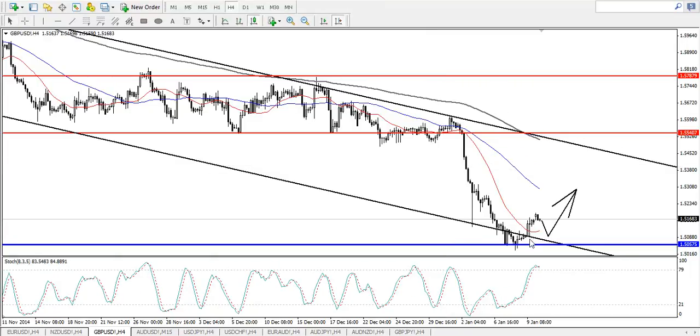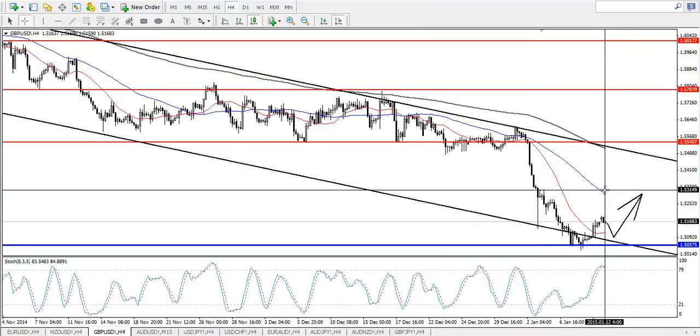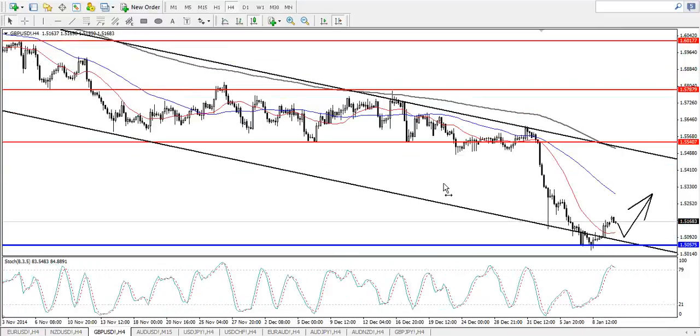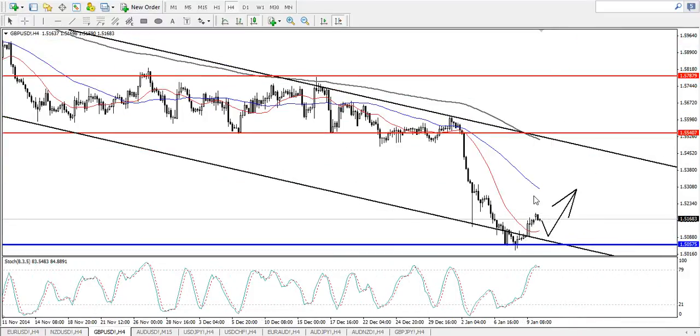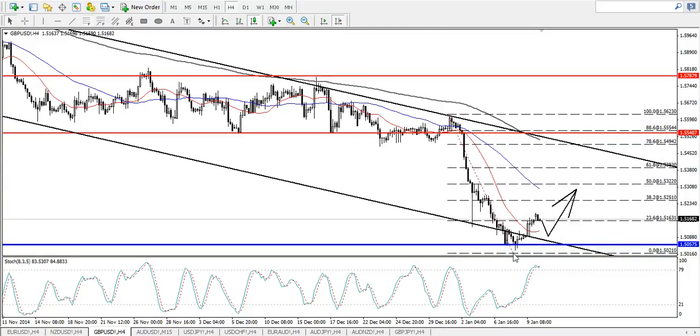Alright, and on the technical side, price has fallen back into the major falling trend channel. So the first level we are looking for, in fact, we can plot a Fibonacci retracement from the top here to the bottom.